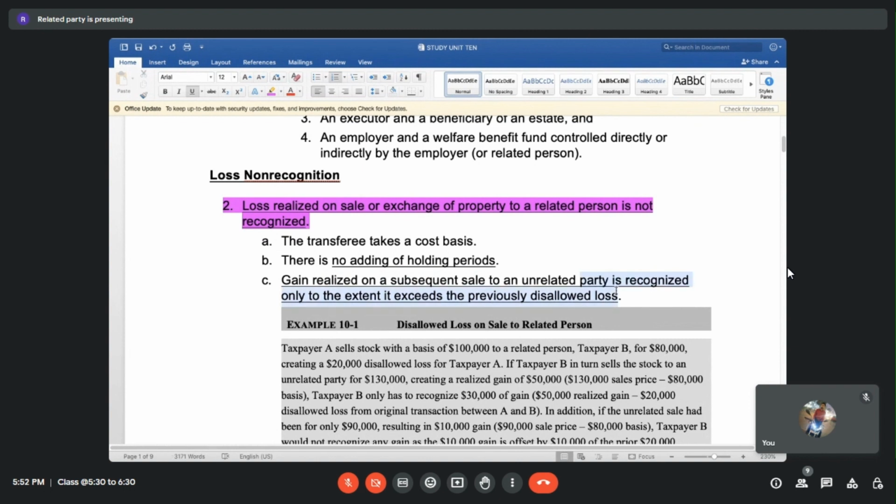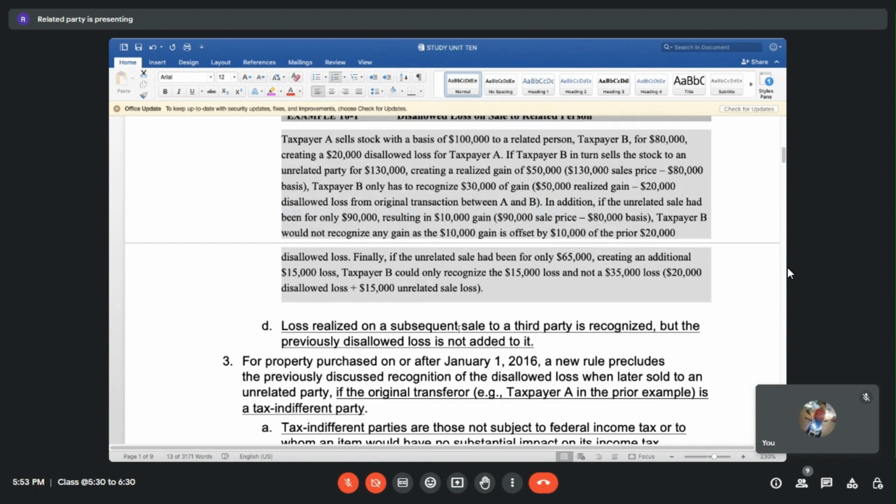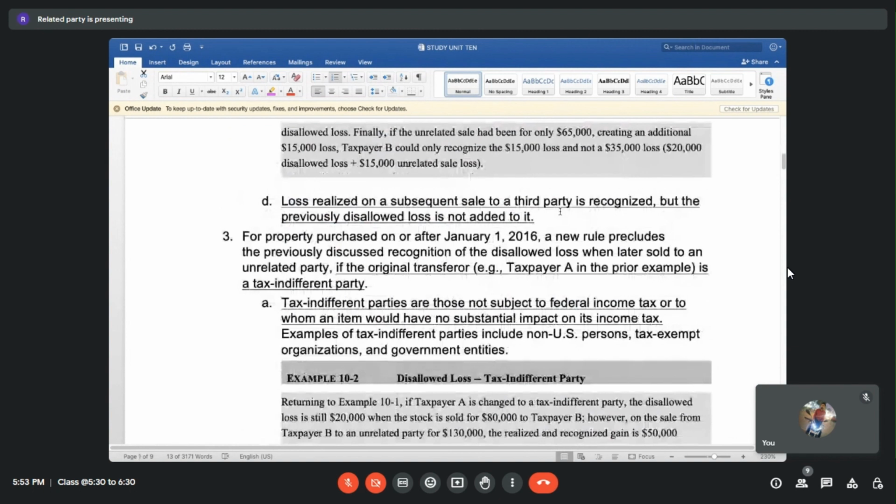So here the IRS is being a bit fair. What they're saying is that earlier, when the transaction happened between A and B, we did not allow you to take the losses. But now when the transaction is happening between B and C, and you are having a gain, then you can reduce your gain by the losses which were disallowed earlier. We'll go over this example, then it will make it clear. One minute, I'll just read this part as well.